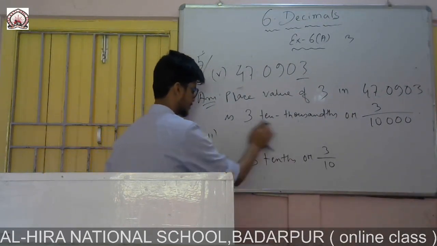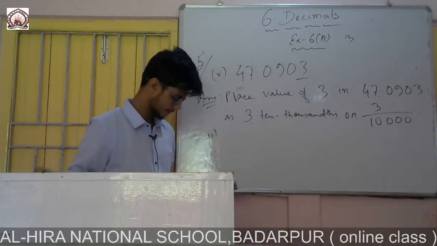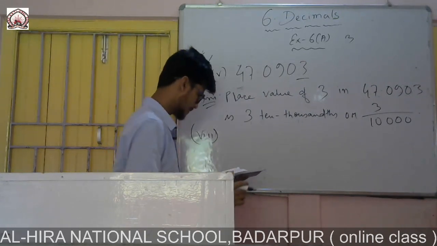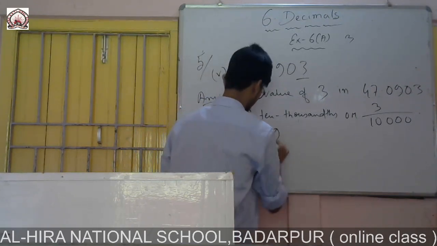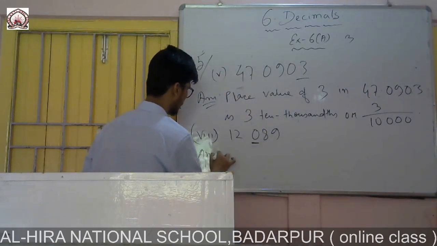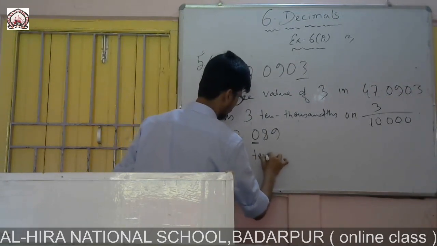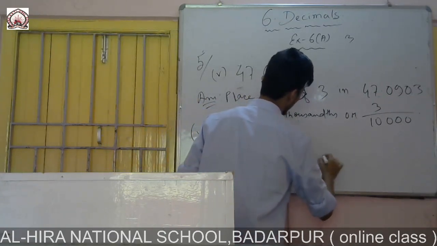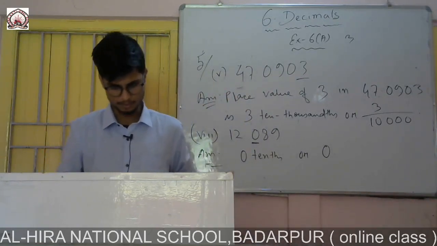Roman number 8, you see. It is given 12.089. You have to find the place value of 0. So what is the place value of 0? It is 0 tenths. 0 is in the tenths place, and the place value of 0 is always 0. No need to write 0 by 10 or anything. Place value of 0 is 0.